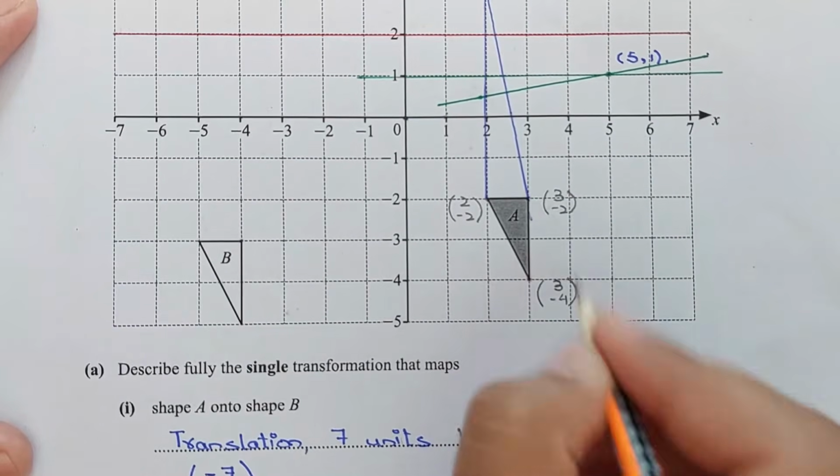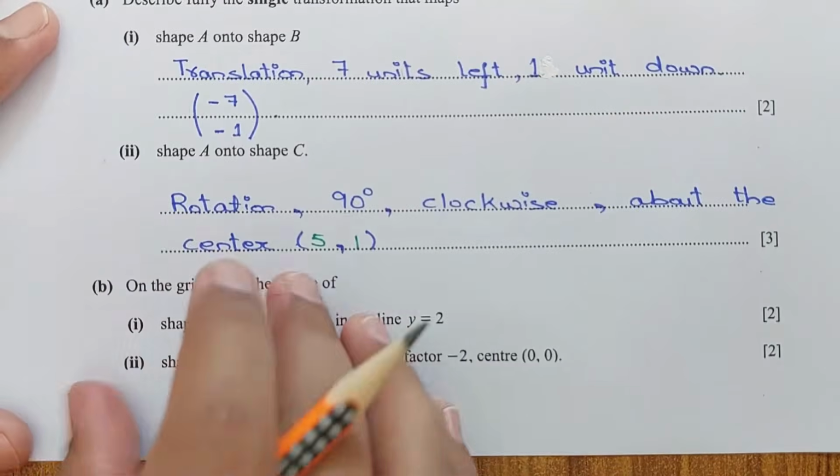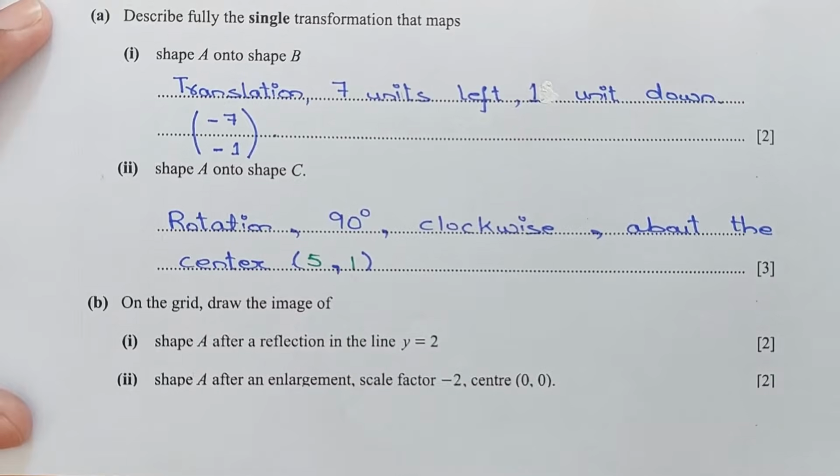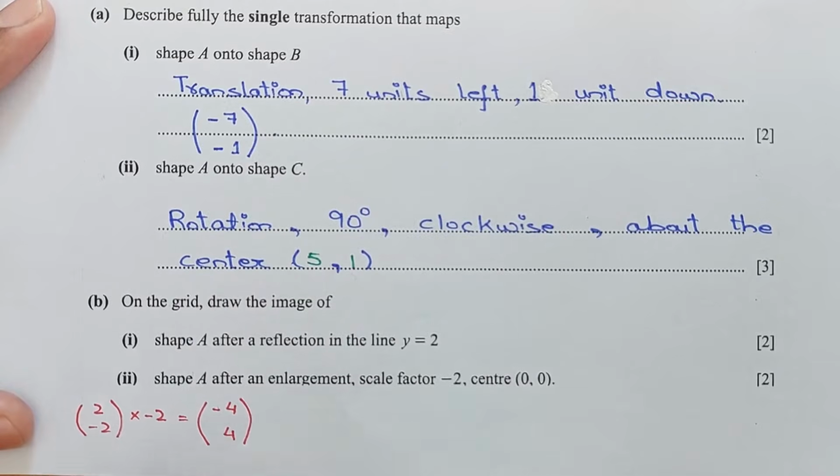All of these vectors are going to be multiplied by the scale factor to get the new positions. Let me multiply all of them by the scale factor, which is -2. So (2, -2) multiplied by -2 gives (-4, 4). All right, the second one is (3, -2). So (3, -2) multiplied by -2 gives (-6, 4). 2 times 2 is 4, with a positive.